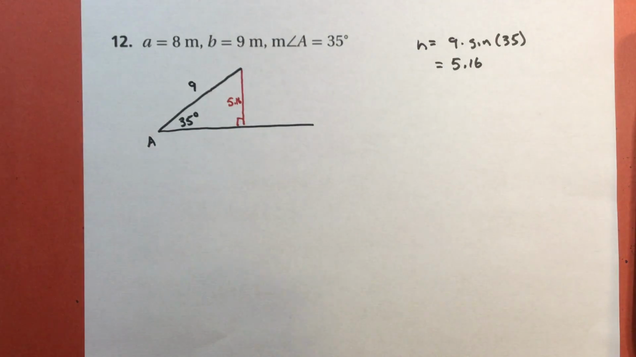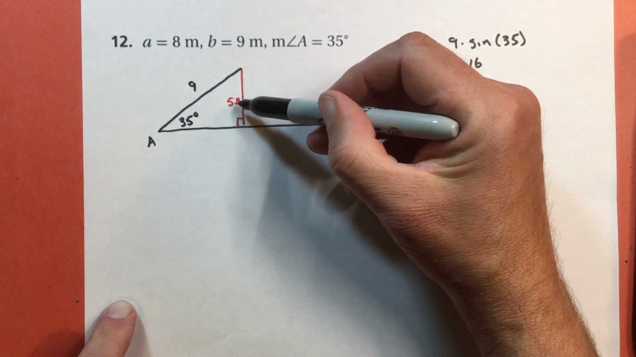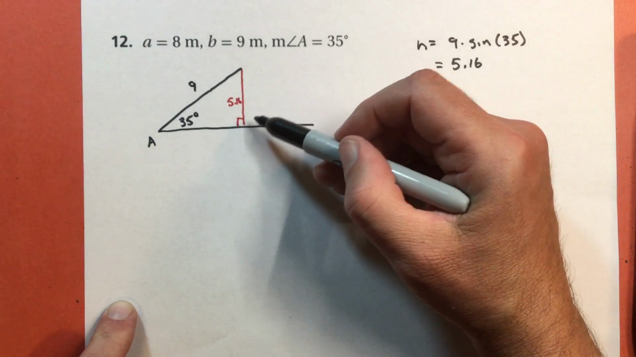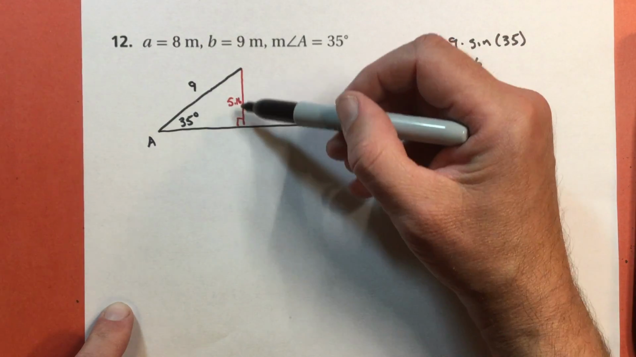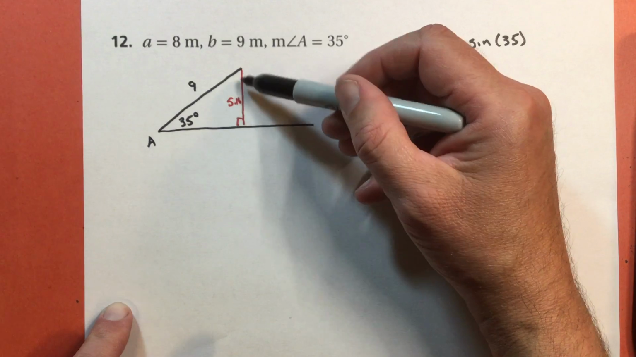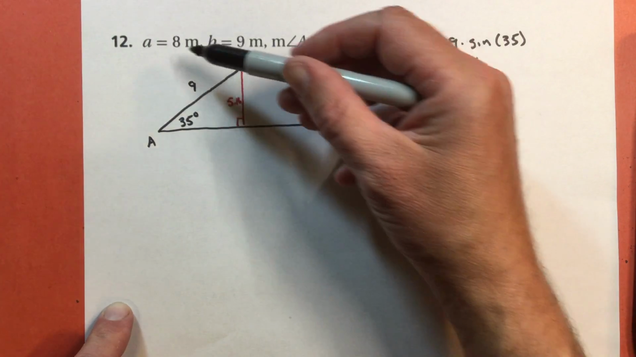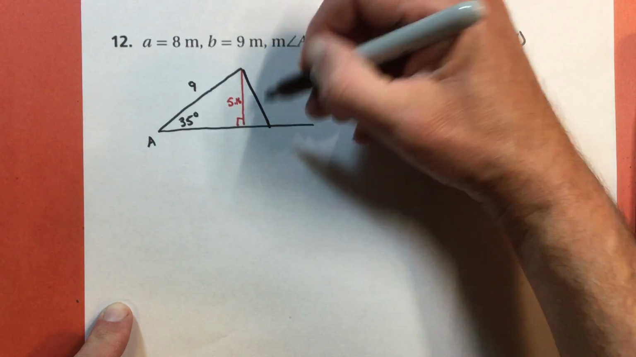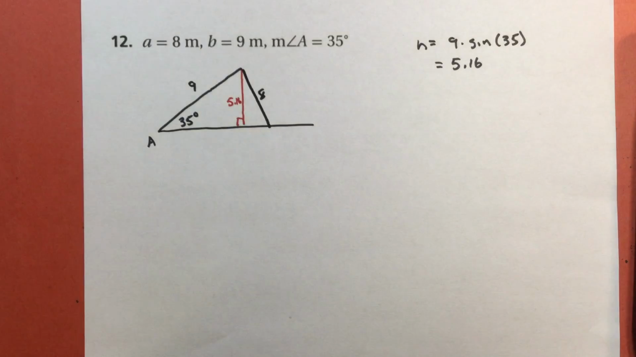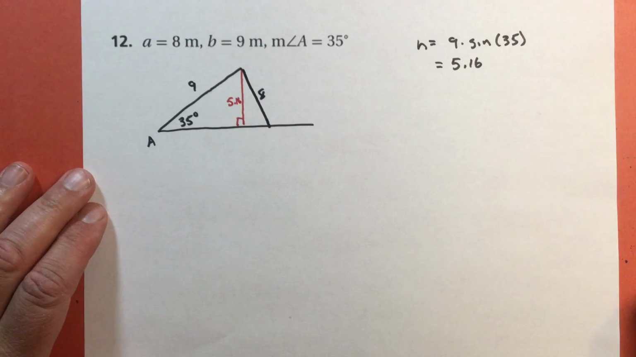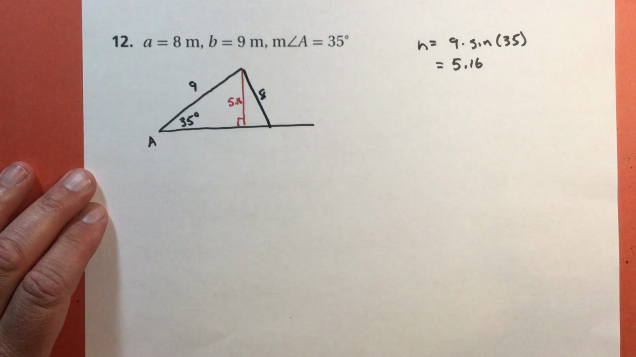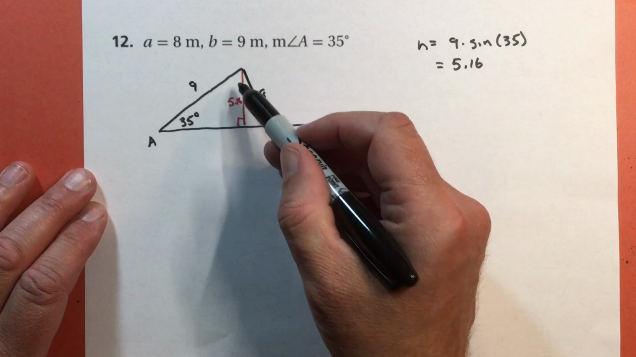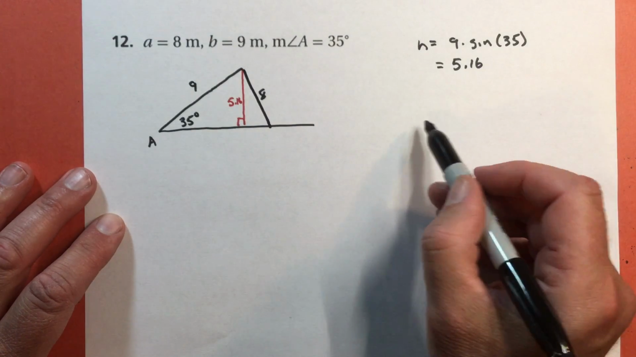Now what's my side A? 8. That's beyond 5.16. So if I was going to lean a ladder against a building, 5.16 meters, that'd be a big ladder. But if my ladder was 8 meters long, then it's going to lean against the building kind of like this. So there's one of my triangles. Why do I say one of my triangles? Since 8 is not bigger than 9, I'm going to have another triangle, and I should try to draw it over here.